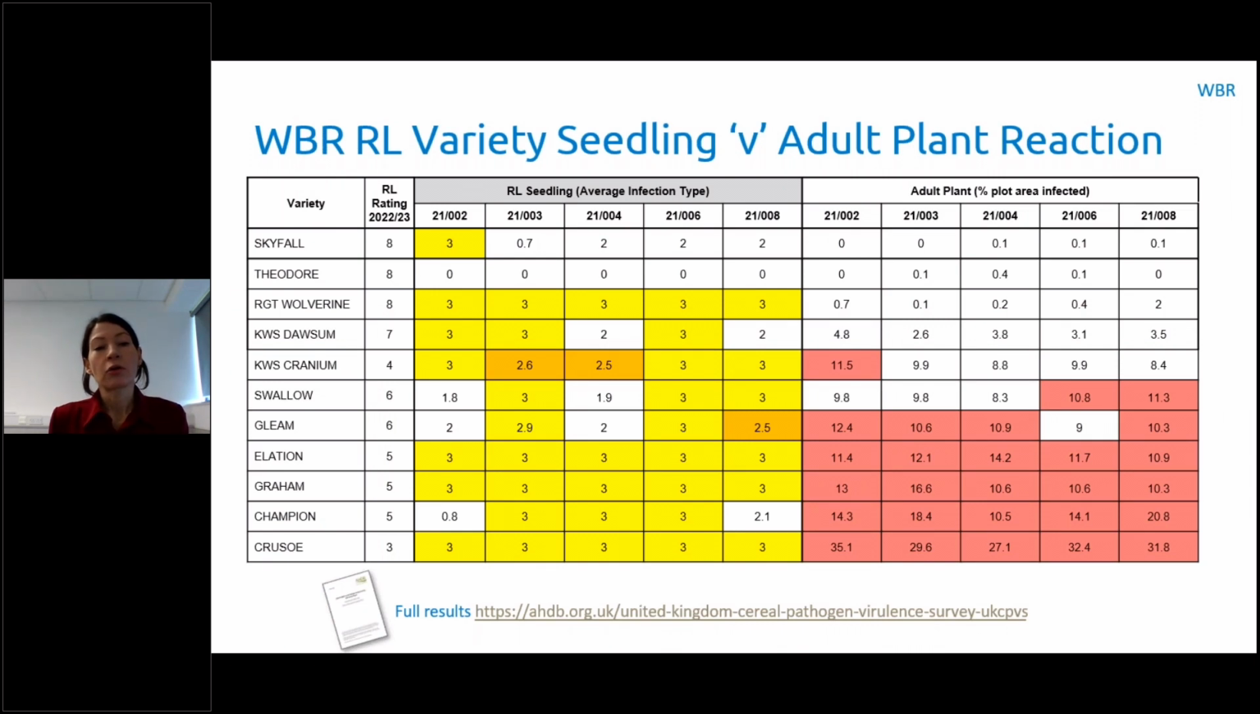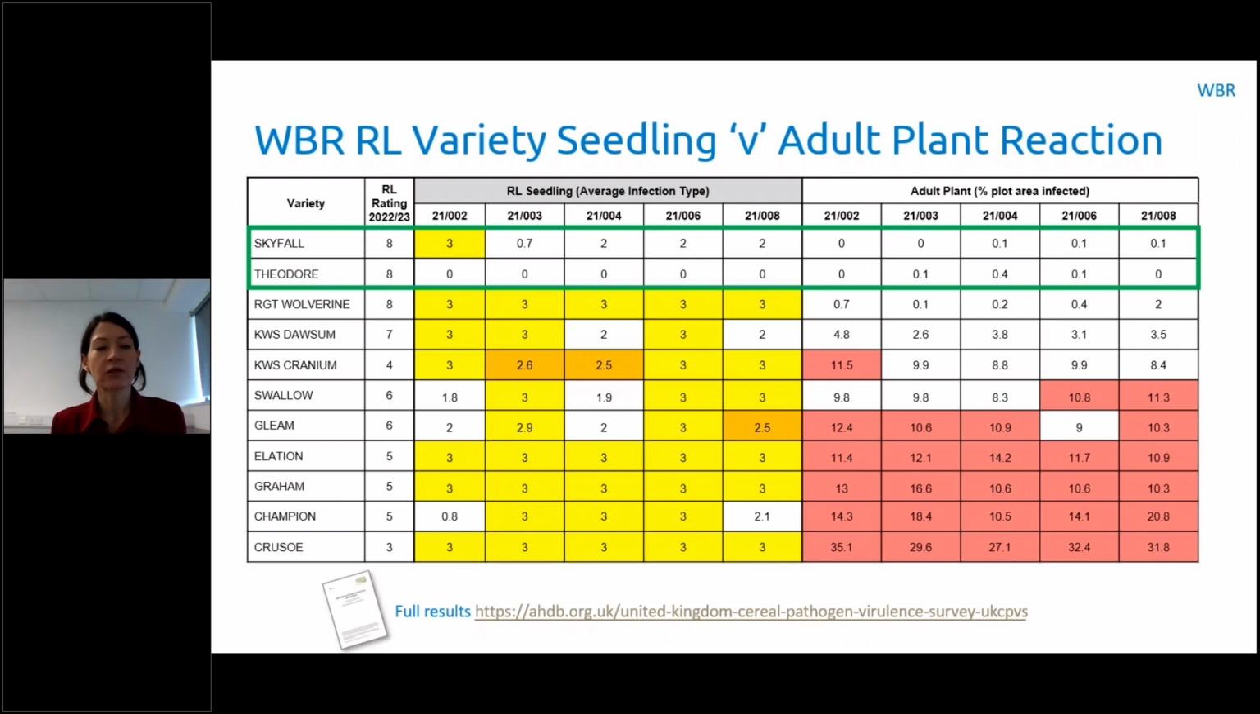So going on to the RL variety seedling tests for brown rust and comparing them with their adult plant reaction. Again, for the seedling test, the orange colour, that's the borderline reaction. We're really looking at the reactions for 2.7 and over, as it's just a 0 to 4 scale. And the adult plant, again, I've just picked out the varieties that scored over 10% in percentage plot infection, just to highlight them to make it easier to read.